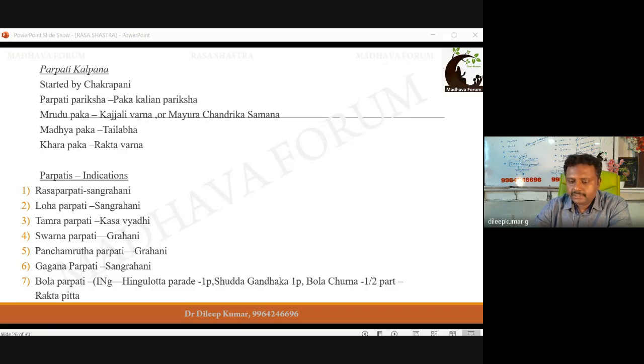Okay, next is Panchamrita Parpati. Parada, Gandhaka, Abhraka, Loha, Tamra. Pancha means five only. Parada, Gandhaka, one part. Abhraka, Loha, Tamra, one part each. Here it can be advised from 1 gunja to 10 gunja. Abhraka is the main ingredient here. It can be used in case of Pandu, Shwasa, Amlapitta, Atisara, and Grahani.